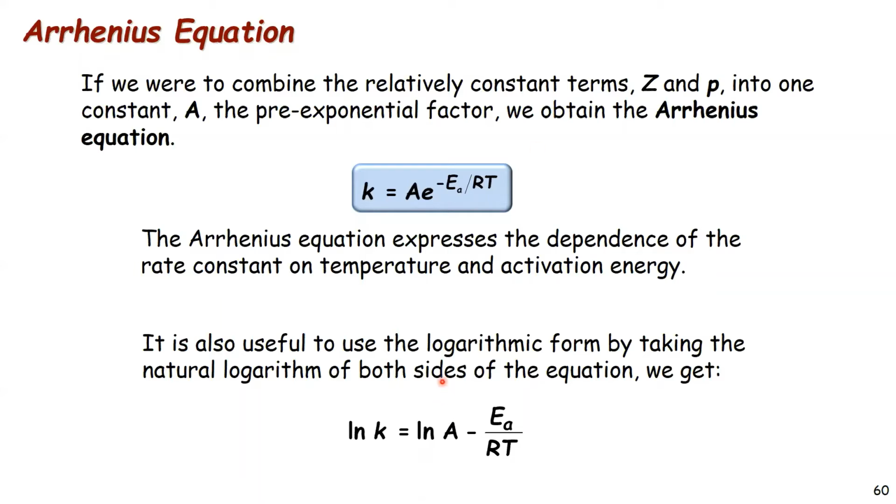Now, we could also rewrite this in logarithmic form. So in other words, we can get rid of the e part here by simply taking the ln of both sides. So we're going to have the ln of k, we'll have the ln of A, and then the ln of e to this is actually just negative Ea over RT. So that's where that comes from. We took the ln of both sides, which got rid of the e.